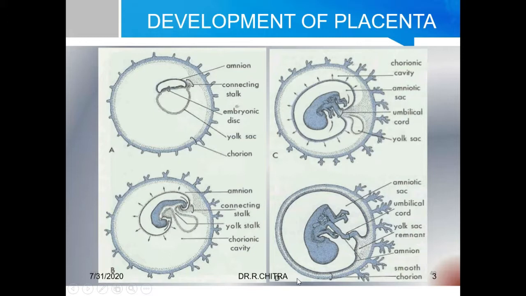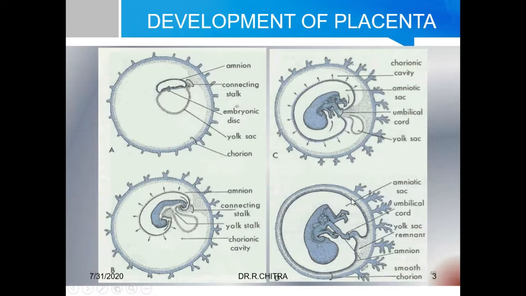So the remaining parts will be called chorion laeve, and the persisting parts will be called the chorion frondosum. So you should know by this time what is chorion. Chorion is this extraembryonic mesoderm and the trophoblast together. So here you can see extraembryonic mesoderm and the trophoblast together will be called chorion. So the villi projecting from the chorion will be called the chorionic villi.